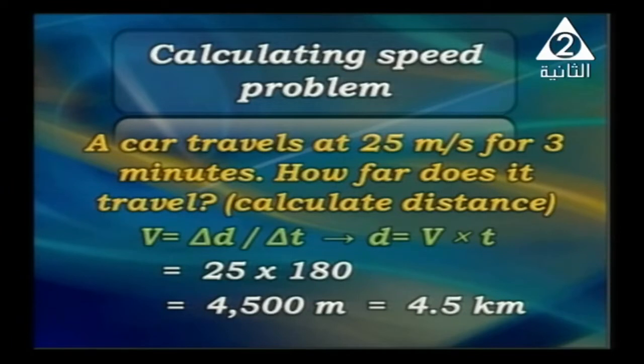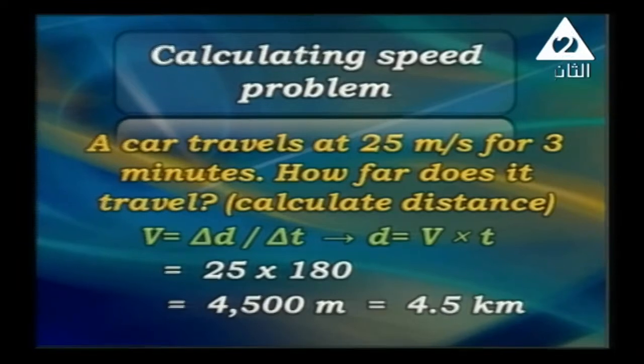of this problem. So here we have v equals delta d divided by delta t, and d equals v times t. What about v? It's equal to 25. And we have times what? Times 180. What's meant by this? It is 3 minutes times 60, to change minutes to seconds. So here we have 4,500 meters. It equals 4.5 kilometers. So this is one problem to apply the rule of the speed.